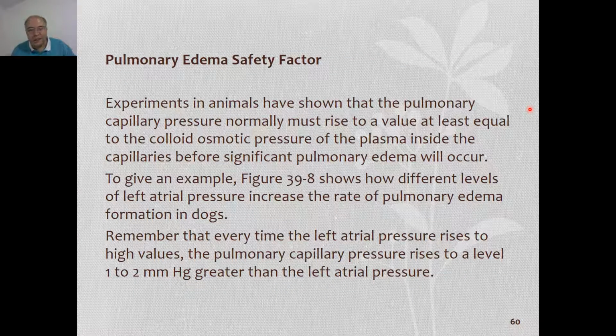Pulmonary edema safety factor. Experiments in animals have shown that the pulmonary capillary pressure normally must rise to a value at least equal to the colloid osmotic pressure of the plasma inside the capillaries before significant pulmonary edema occurs. To give an example, figure 39.8 shows how different levels of left atrial pressure increase the rate of pulmonary edema formation in dogs.